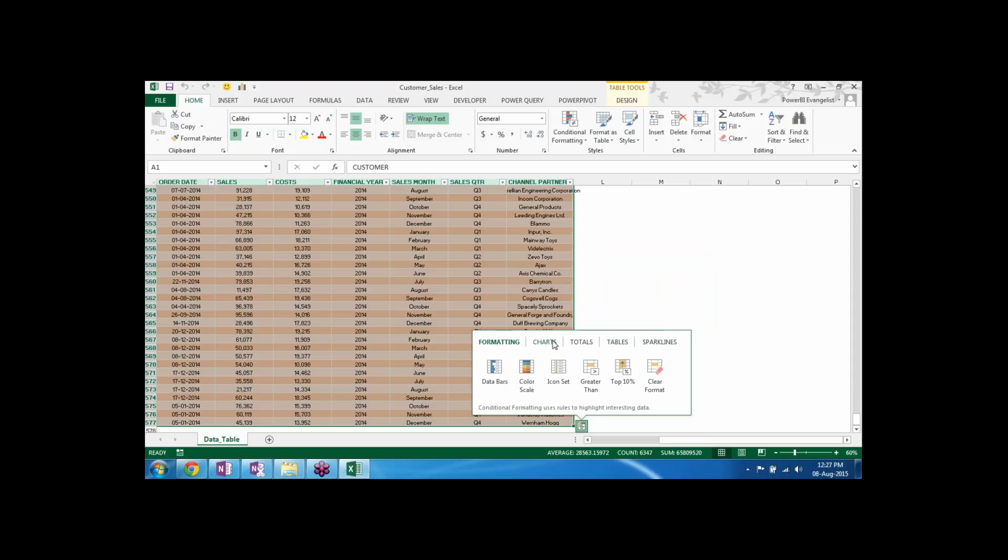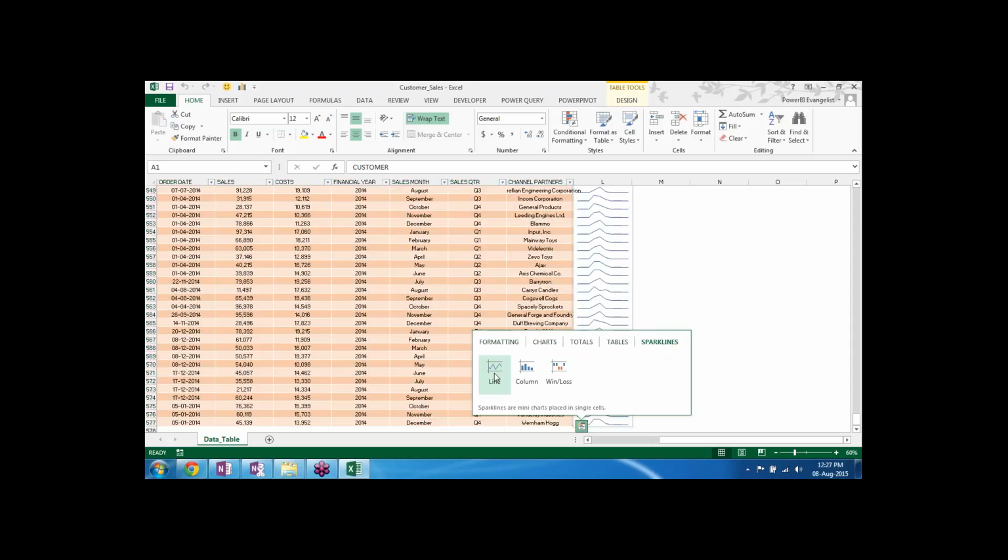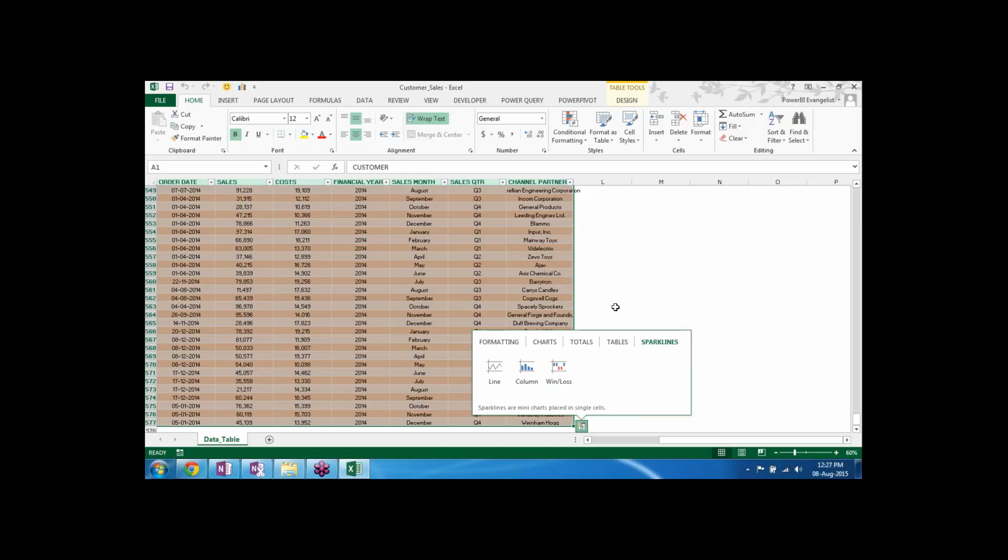So charts, totals, tables, even sparklines are also there. It can show you the sparkline, whatever feasible sparklines are there. In our case, sparklines are not feasible. So that is absolutely there.